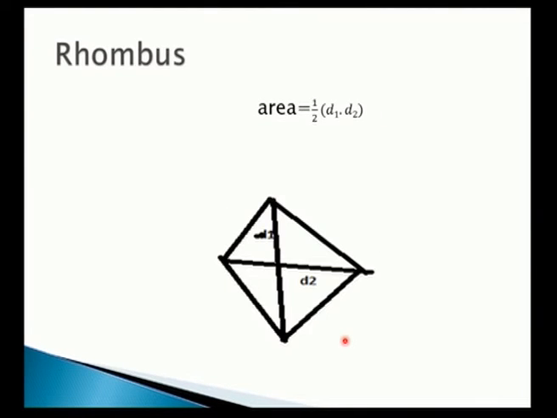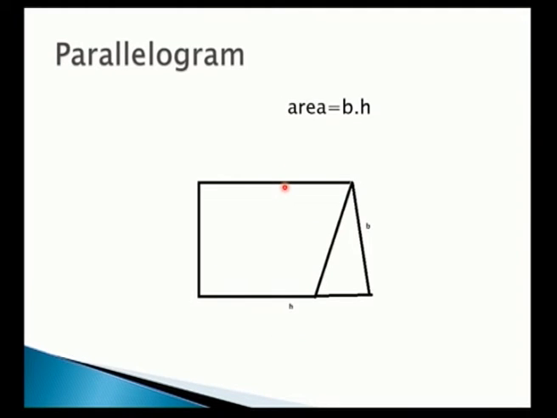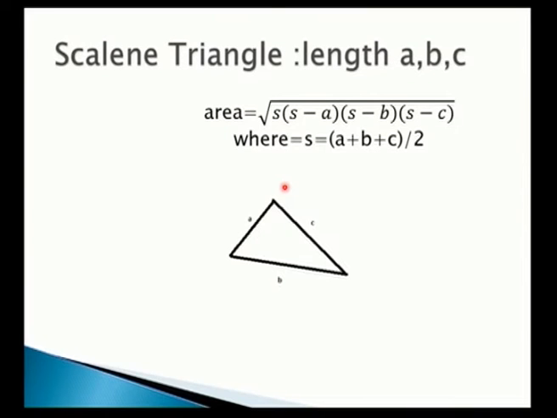The next four-sided irregular shape figure is the rhombus. Here the diagonals are drawn, diagonal d1 and diagonal d2. Half of the product of those two gives the area of the rhombus. Then the next thing is the parallelogram. In a parallelogram, the area can be obtained by base into height.